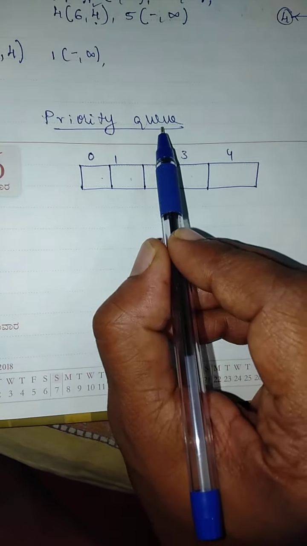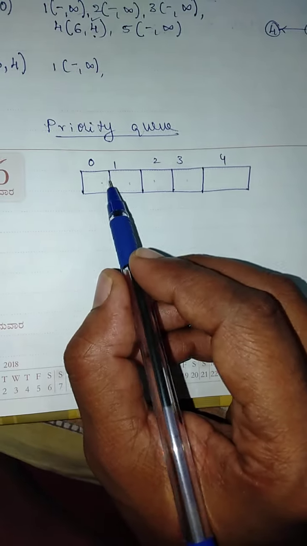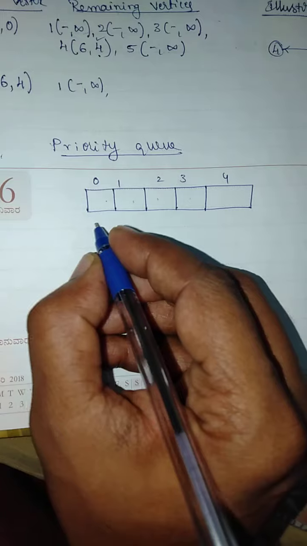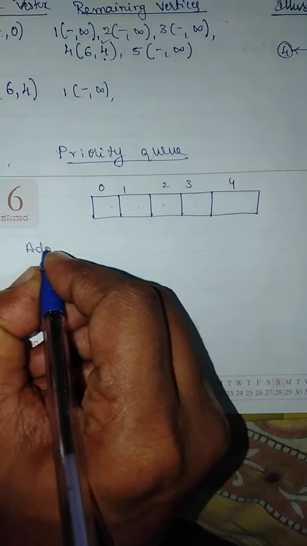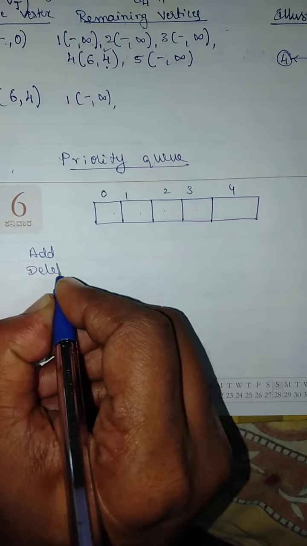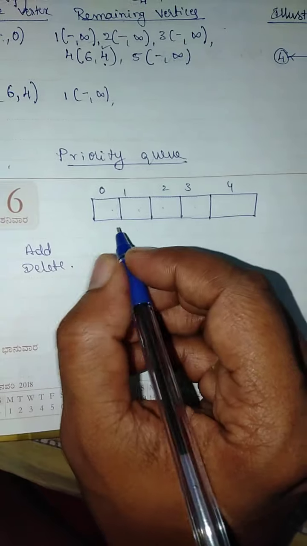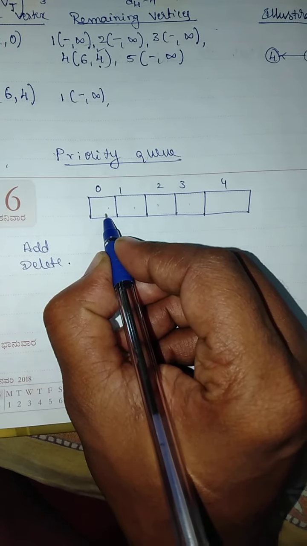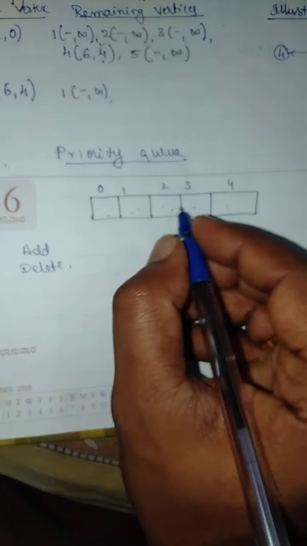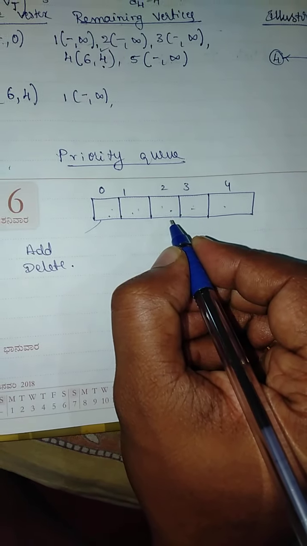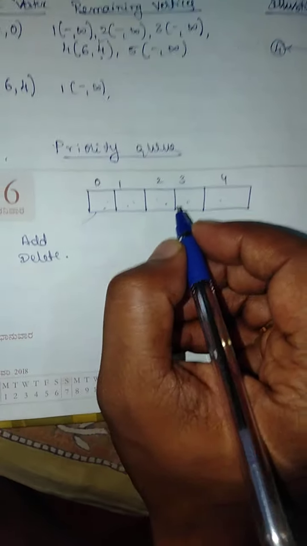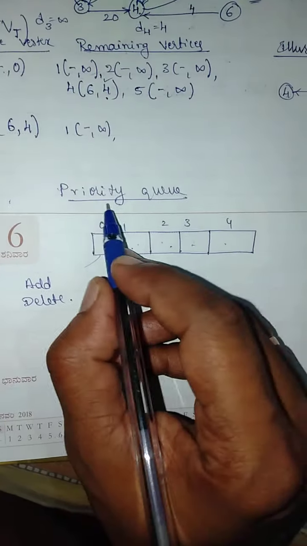A queue is a data structure where the elements are inserted at one end and removed at the other end. The operations on the queue are add to the queue and delete from the queue, isn't it? We usually go on adding the elements to the rear end of the queue, and we go on deleting the elements at the front end of the queue. Now what is a priority queue?